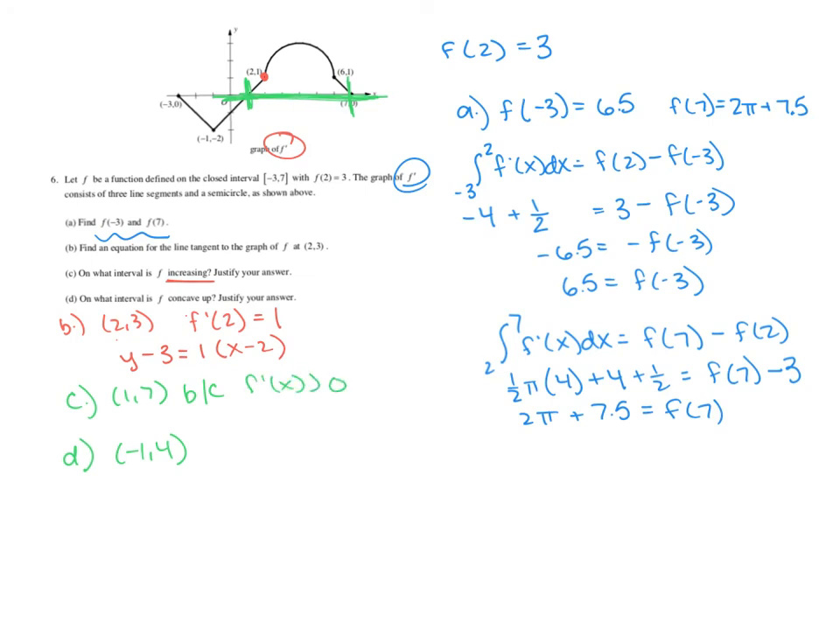For part D, we need to remember that if we're looking at the graph of a derivative, the function is going to be concave up wherever our derivative is increasing. We're increasing here and we're increasing here. So up until the top of this semicircle, our graph is increasing. So we're increasing, this is -1, and then this x value is 4. So we're increasing from -1 to 4. And that's what we would say, because f prime is increasing.